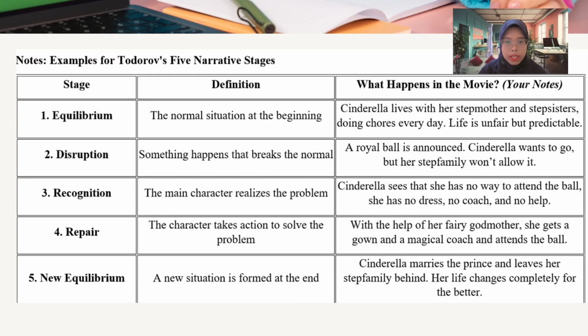Here's a simple example using Cinderella to help you understand each stage. For example, number 1 is equilibrium: Cinderella lives with her stepmother and stepsisters, doing chores every single day. Life is unfair, but of course this is predictable, which is the definition: the normal situation at the beginning. That's only for the example, and for the rest, you can just see it on the slide.